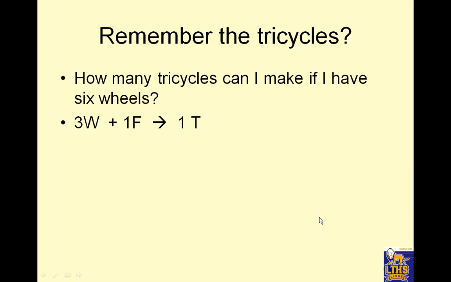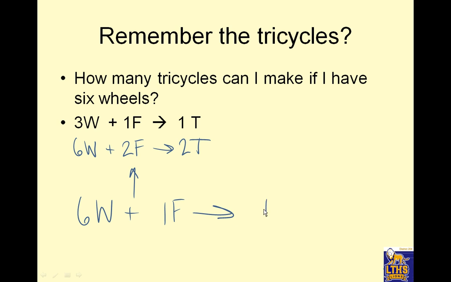Okay, so remember the tricycles? How many tricycles? All right, so here's the formula for tricycles. What if I have 6 wheels? Then I will be able to make 2 tricycles, right? But what will I need for sure? 2 frames. Well, what's the deal with that? What if I only have 1 frame available? So if I have 6 wheels and 1 frame, guess what, kids? I'm only getting 1 tricycle. So what does that mean? That means 3 of those wheels get used up, and I'll have 3 wheels left over, okay, excess.